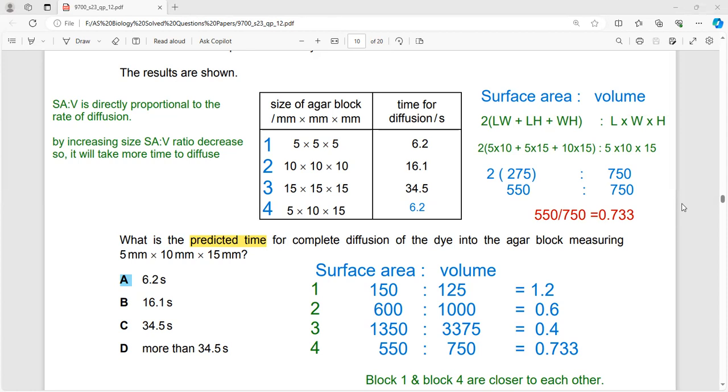So that's why the correct option, for this predicting time, they're not asking to give an exact time. They're asking to give a predicted time. So this way, the predicted time will be 6.2. Why? Because it is more related to the 1.2 surface area to volume ratio. So here we got the idea. The correct option will be A here. We're going to proceed to the next question.